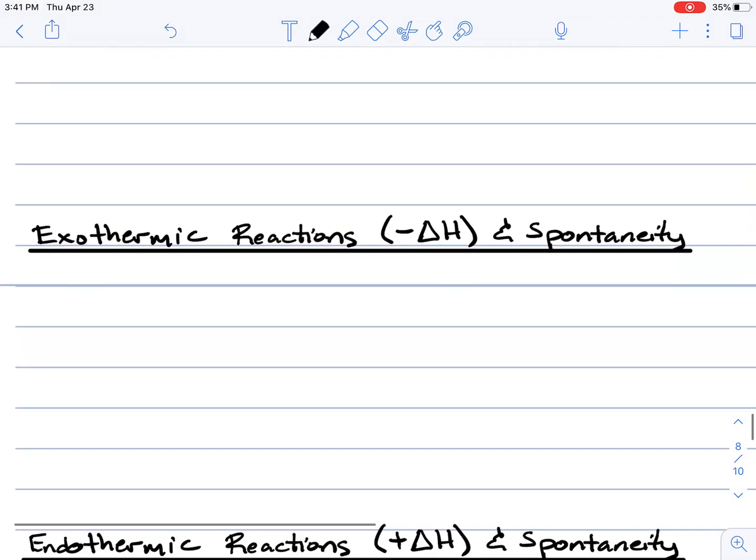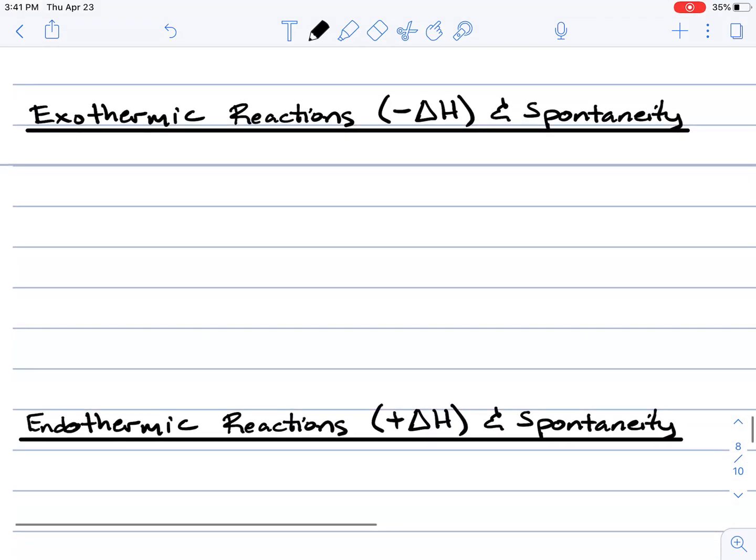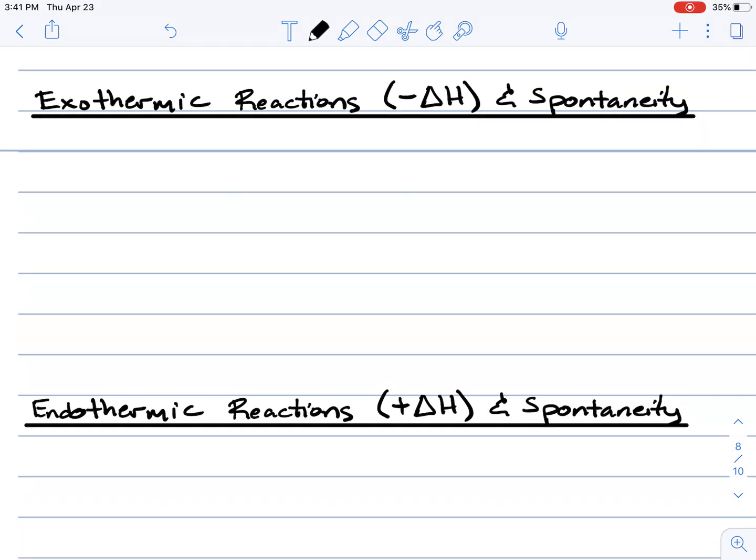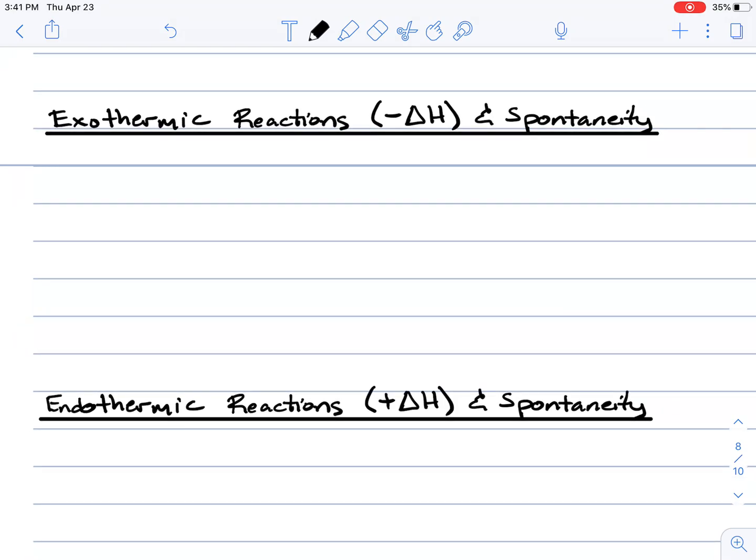And so let's go ahead and talk about relationships between enthalpy and spontaneity, now that we have a better understanding of what spontaneous reactions or spontaneous changes are, as well as non-spontaneous reactions and non-spontaneous changes. So, exothermic reactions and spontaneity. If you think about it, what are some common examples that would exhibit an exothermic reaction that would release heat when that chemical change occurs, and that's also spontaneous at the same time?